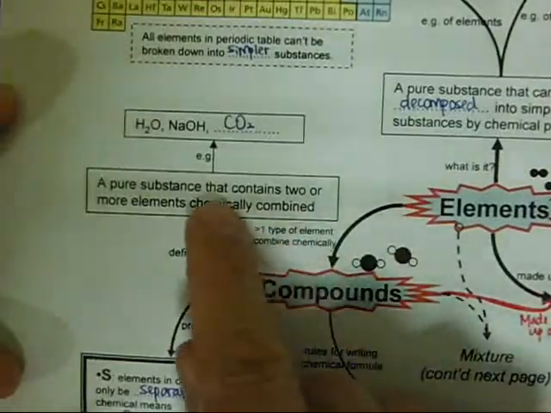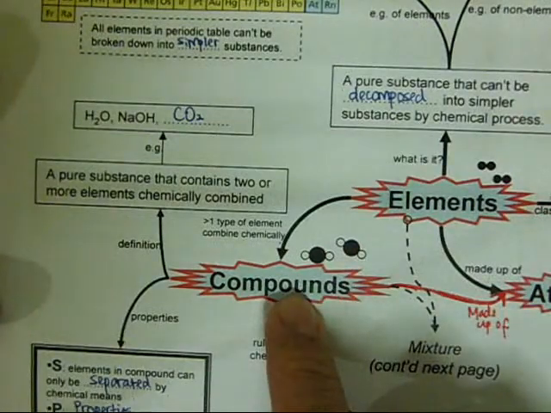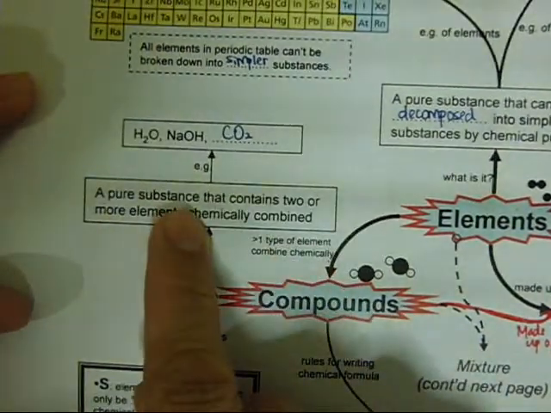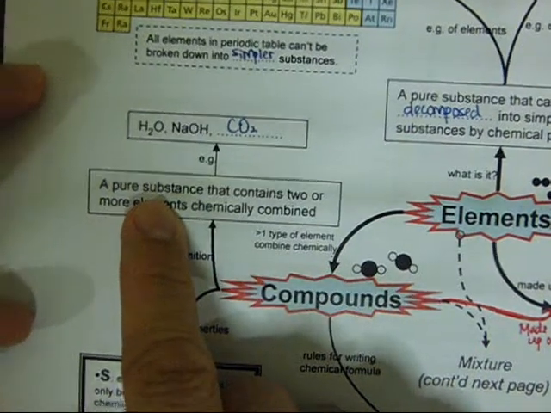As well as the compound. What is the definition? Definition for elements and for compounds. Now compounds is also a pure substance. Doesn't mean that compounds is not pure. So this is a major misconception.